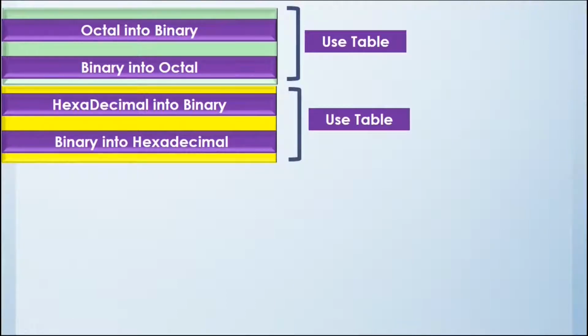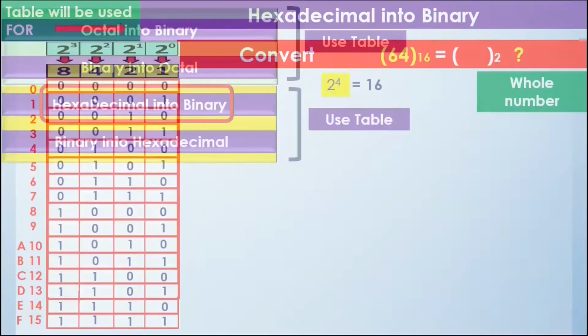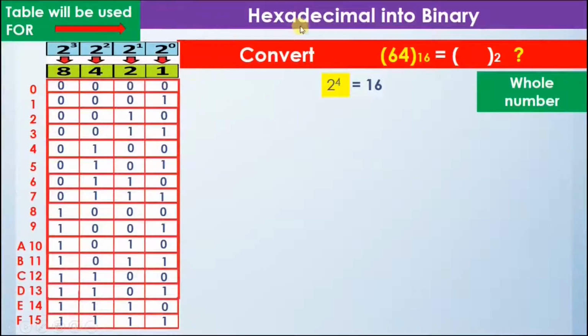So now we will see how to convert hexadecimal into binary using this table. So let's look at the examples. First of all, we will see how to convert a hexadecimal number into binary, and in this example, we are dealing with a whole number. The example that we are dealing with in this question is 64. And we have to convert it into binary.